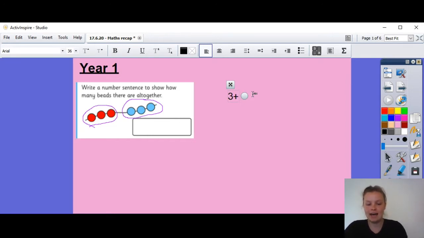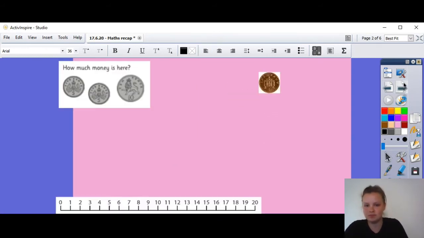Now what do I need to do to finish this number sentence off? That's it. I need to add another 3 to show the 3 blue beads. This first 3 is showing us the red beads. This second 3 is showing us the blue beads. So now I need to write equals. Now what does 3 add 3 equal? If you need to, you can count on your fingers. Hopefully you've worked out the answer is 6. Fantastic. Let's move on.